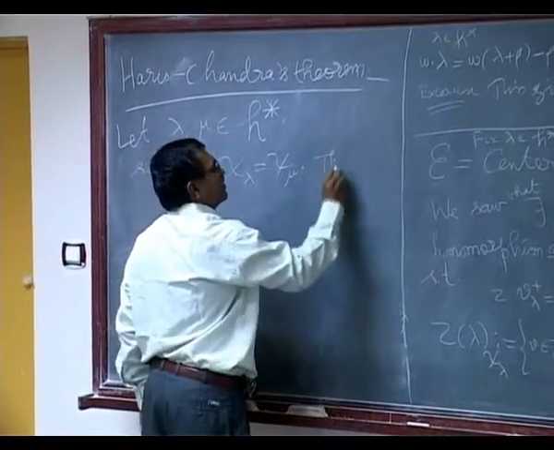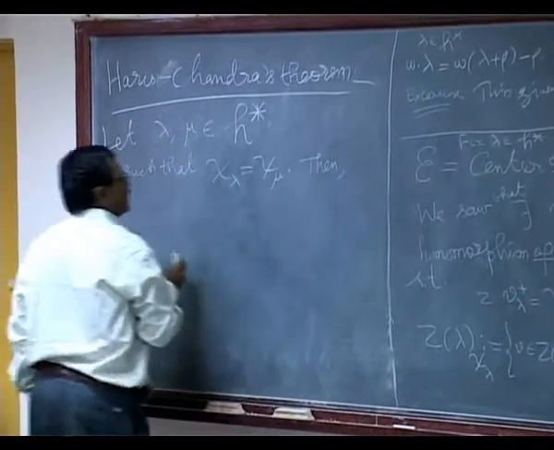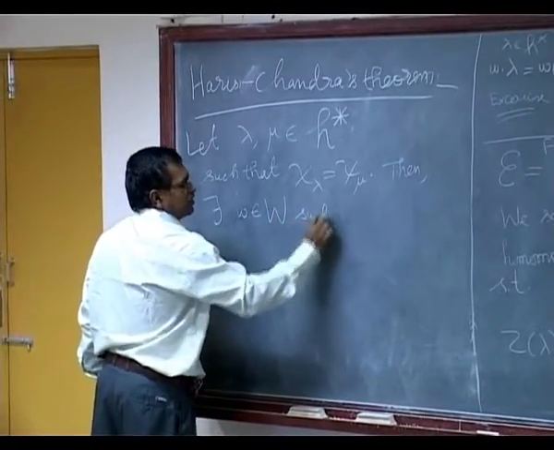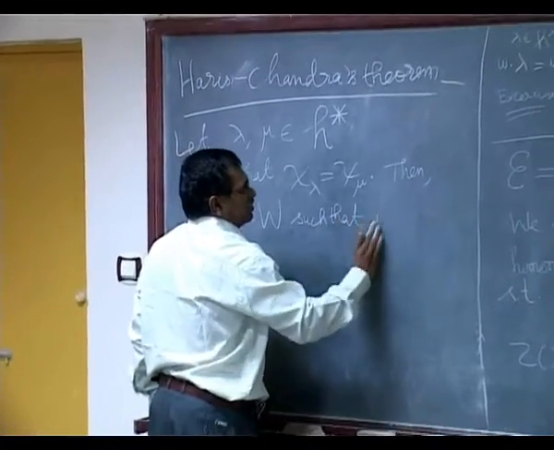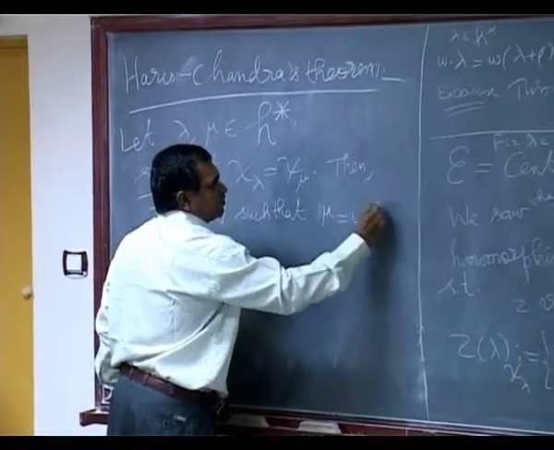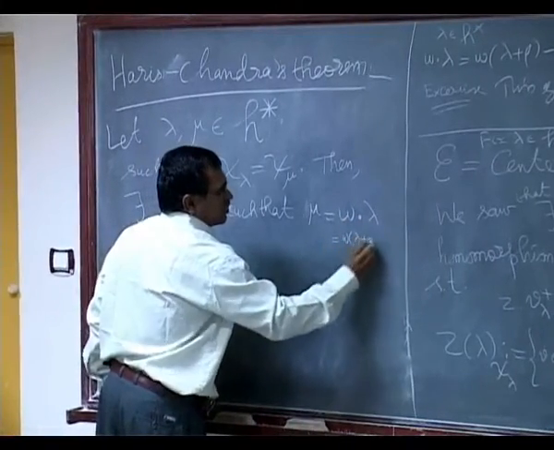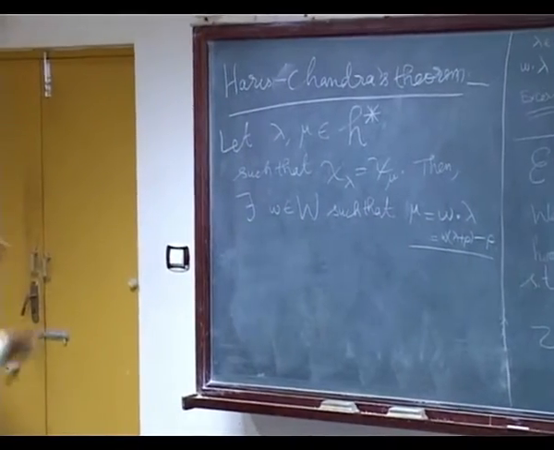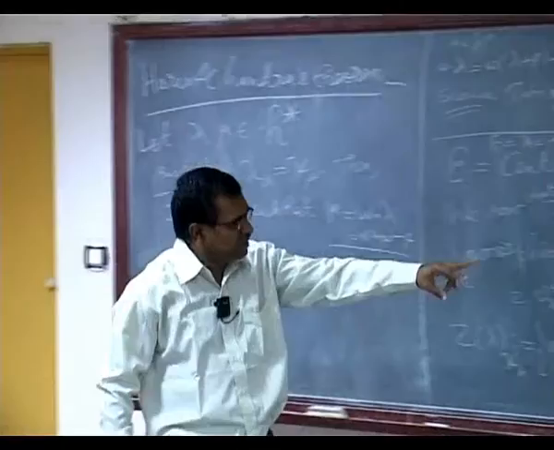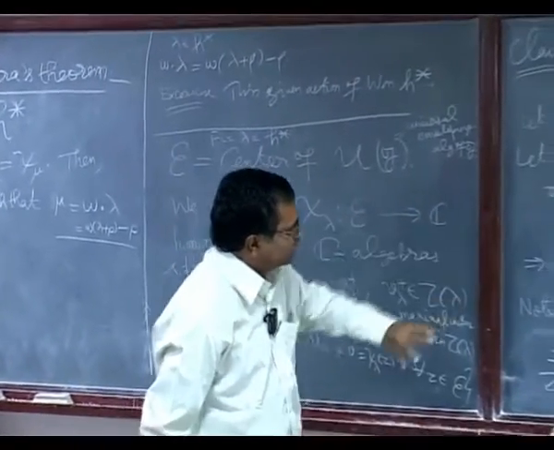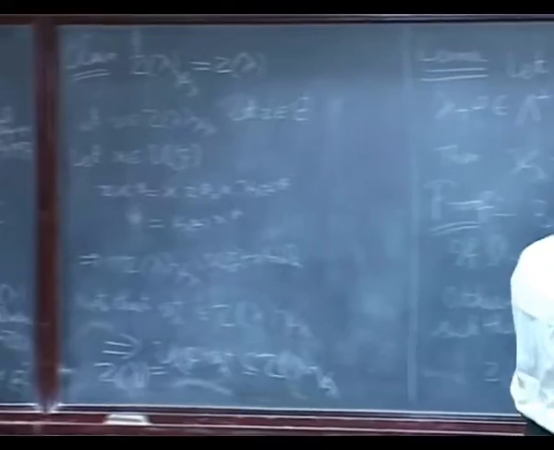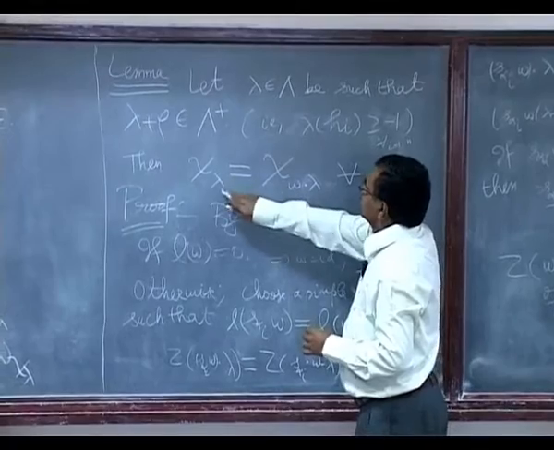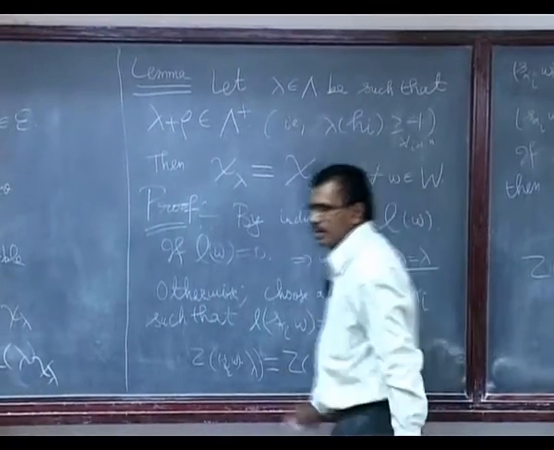Then what can you say about this? Then there is a w in W such that mu equals w dot lambda. The theorem. We have proved that if you take two, lambda and mu, having that property, then they are the same. That is the other way. If we start with two, lambda and mu, that are the same, then mu equals w dot lambda.